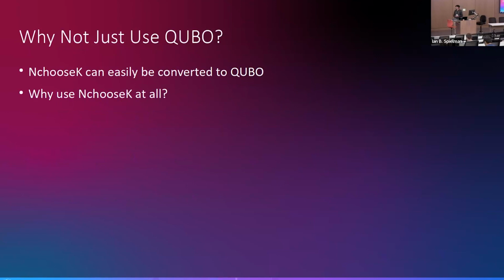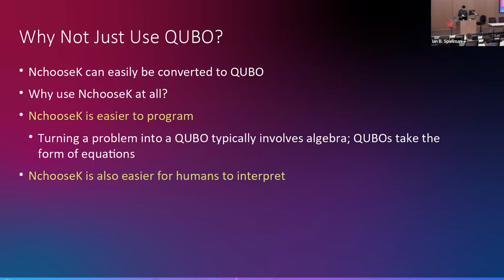So why not just use QUBO, right? nChooseK can be easily converted to QUBO, and as a matter of fact, it is. So why use nChooseK at all? Why not just go with QUBO? So nChooseK is easier to program, right? Turning a problem into a QUBO typically involves algebra. QUBO problems, for those of you who know, consist of a summation of one or two binary variables multiplied by a constant, and so turning a problem into a QUBO typically involves algebra, and nChooseK is also easier for humans to interpret as a set of constraints.